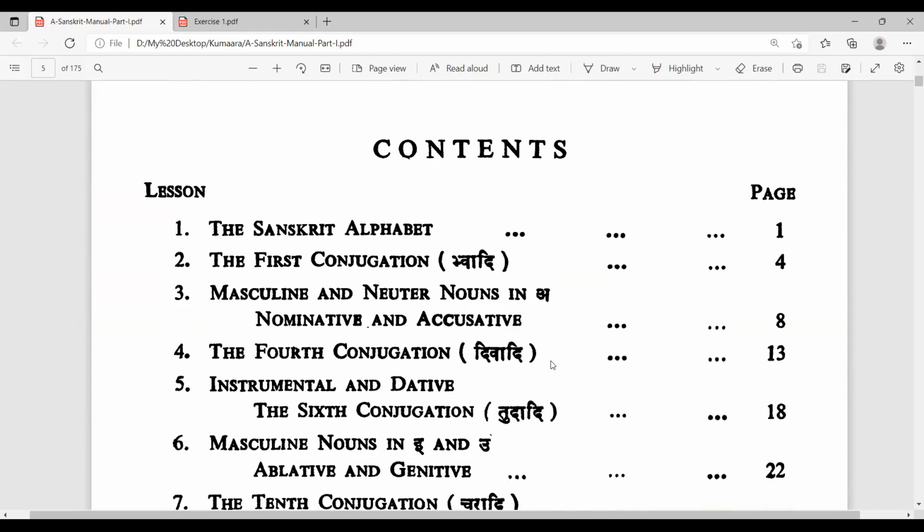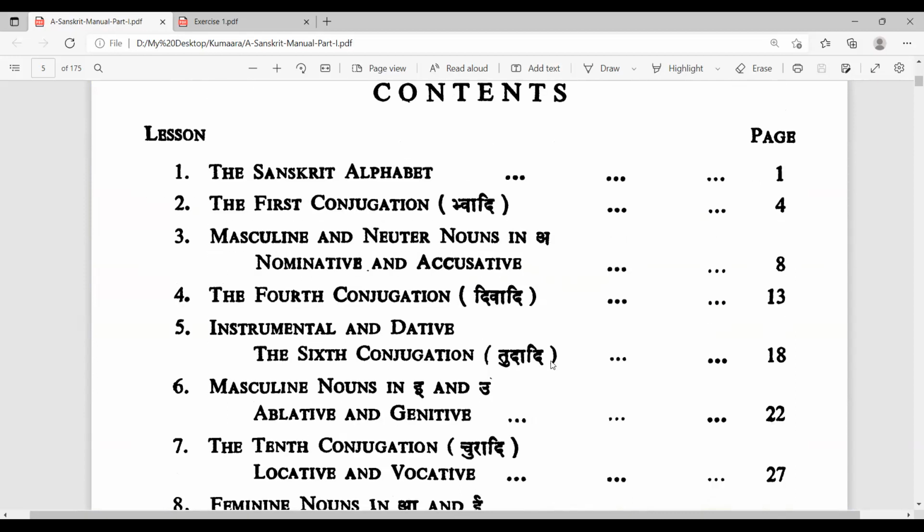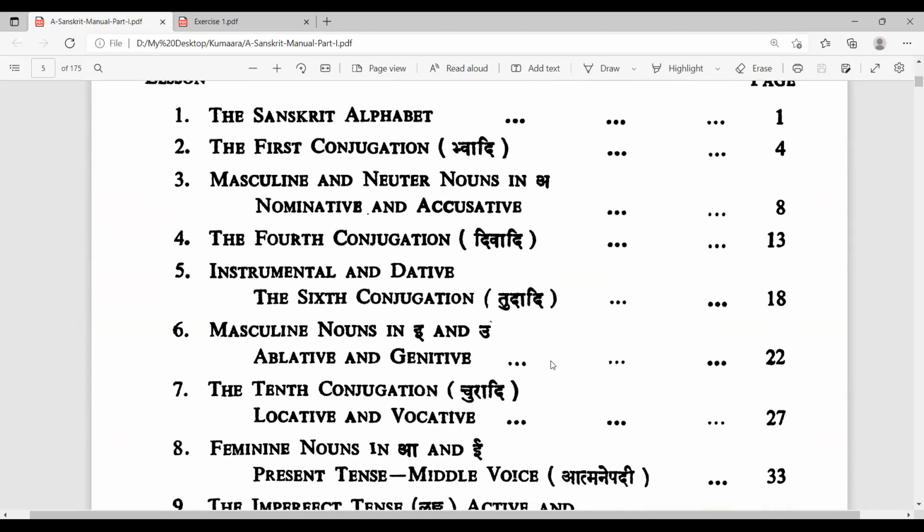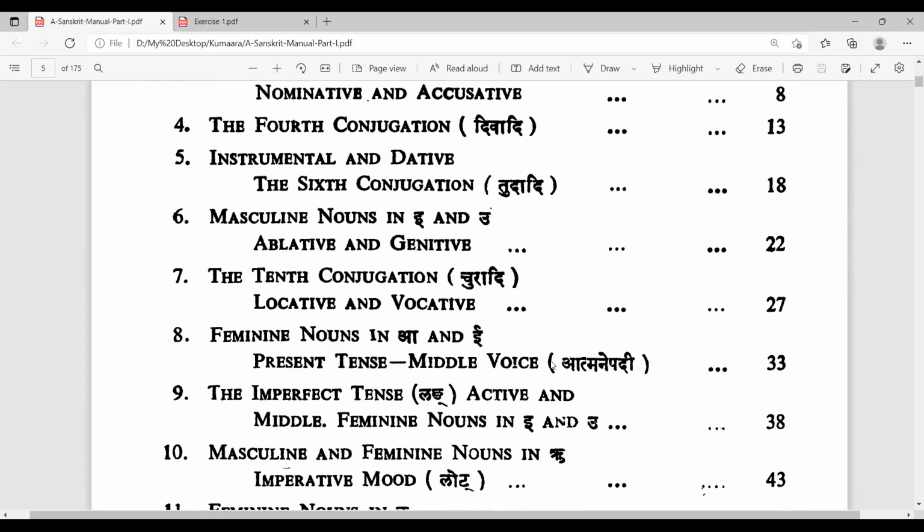It starts with the Sanskrit alphabet, lesson 1. Then first conjugation, Bhvadigana. We have covered, in fact, all the dhatus before. Then masculine and neuter nouns in Akaranta, nominative and accusative. Then fourth conjugation. Then instrumental and dative, sixth conjugation. Masculine nouns in Ikaranta and Ukaranta. Then ablative and genitive. Anyway, we are not going to use all these names. We will use only the Sanskrita names.